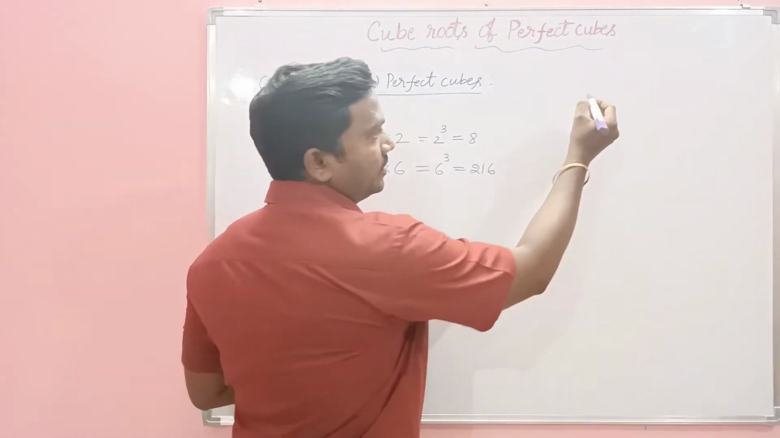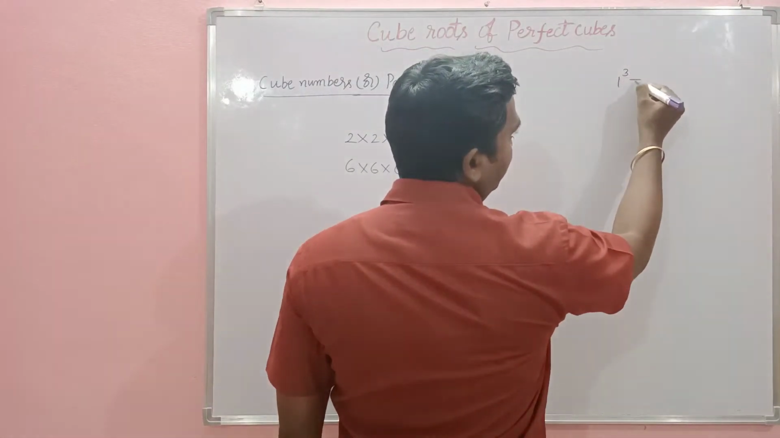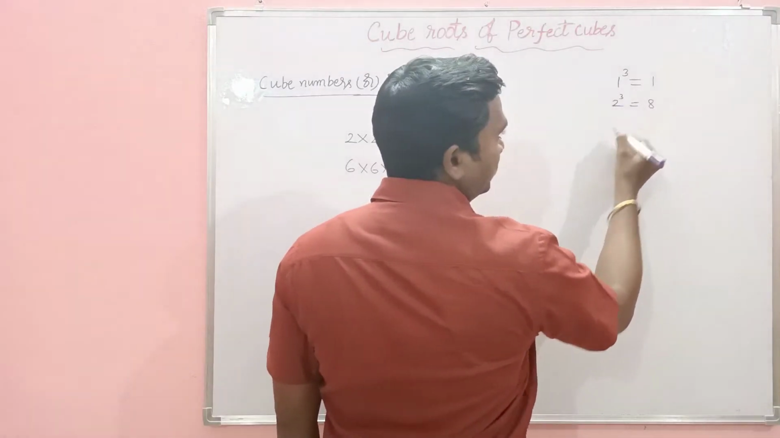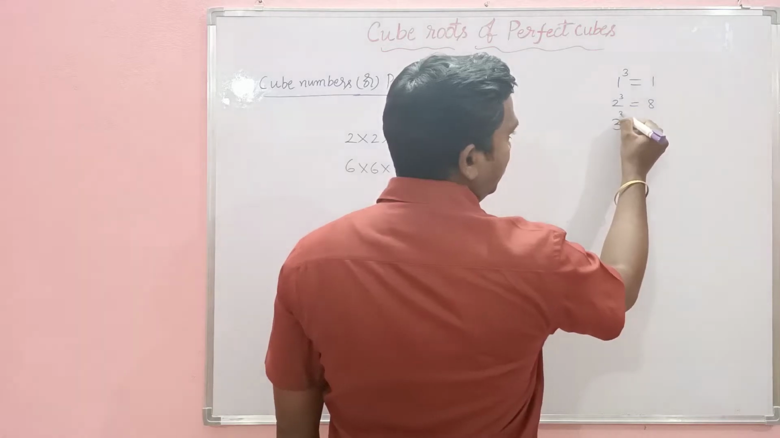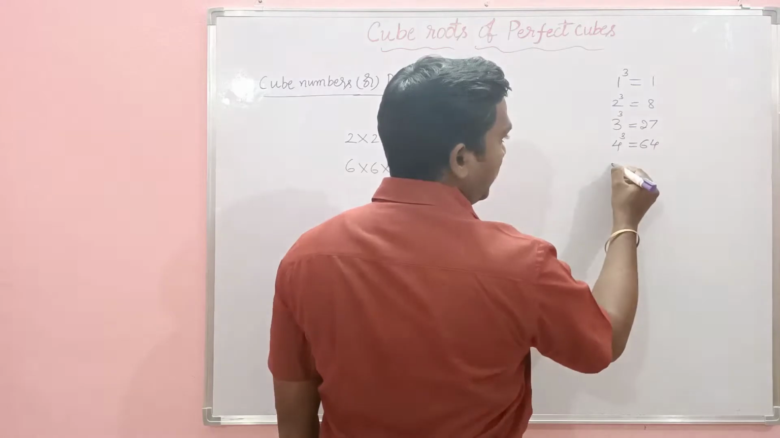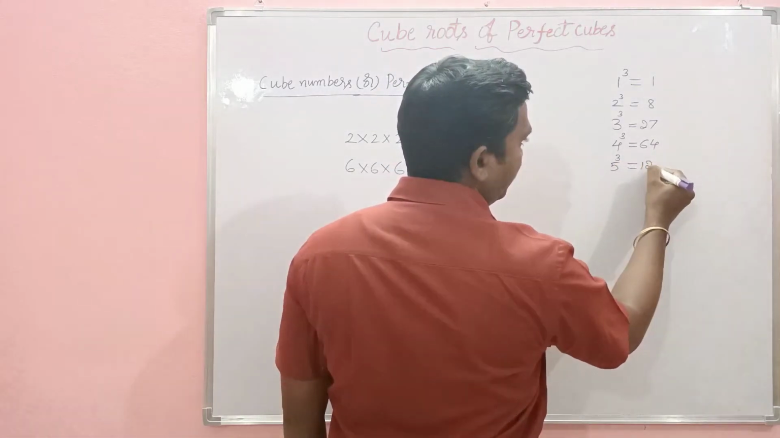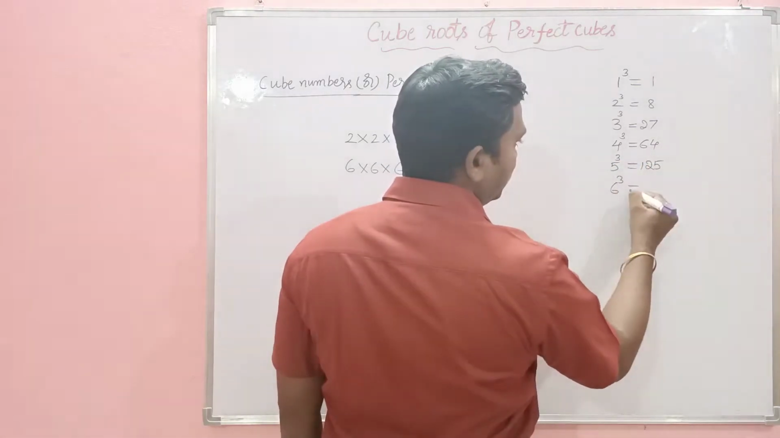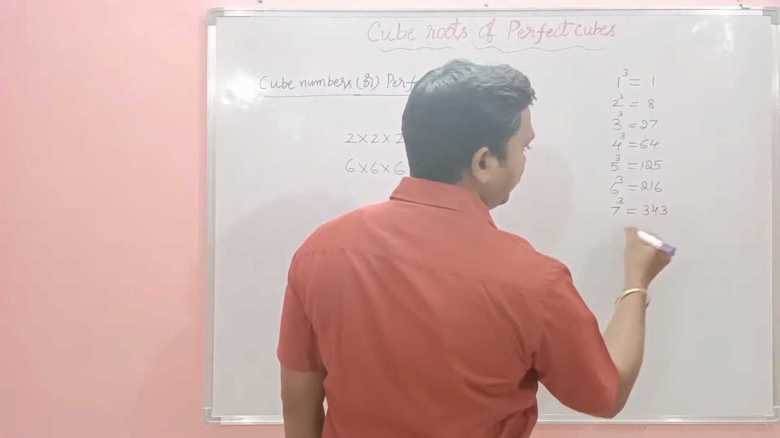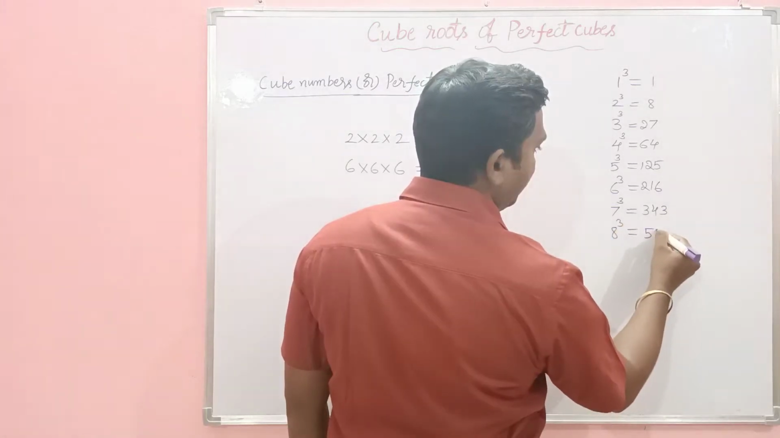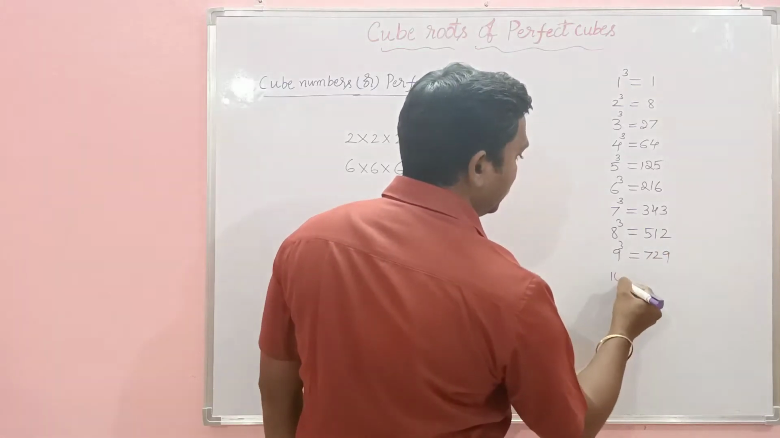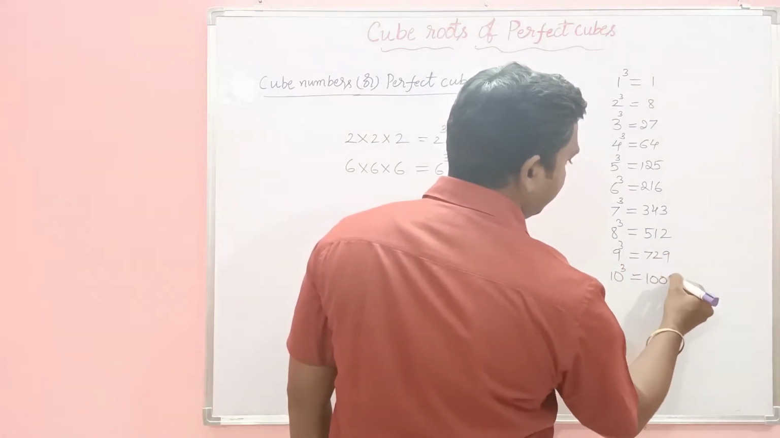Now let us see the cubes. 1 cube is nothing but 1, 2 cube is 8, 3 cube is 27, 4 cube is 64, 5 cube is 125, 6 cube is 216, 7 cube is 343, 8 cube is 512, 9 cube is 729, 10 cube is 1000.